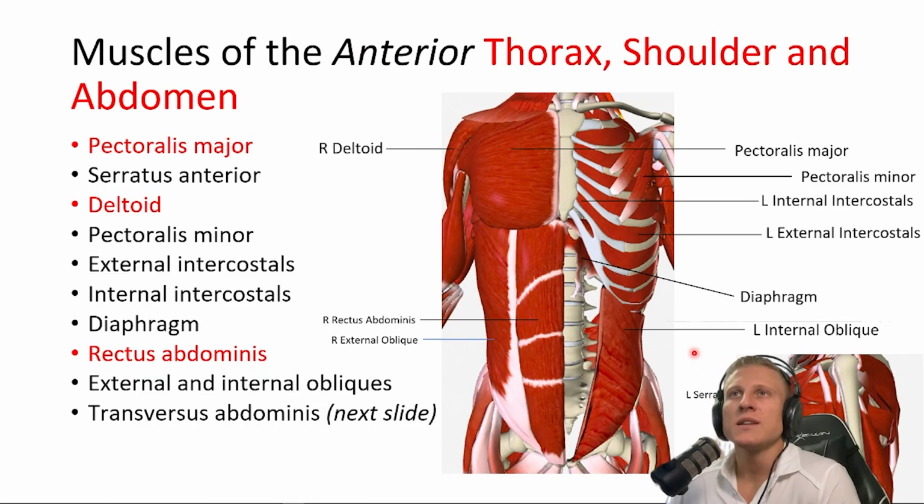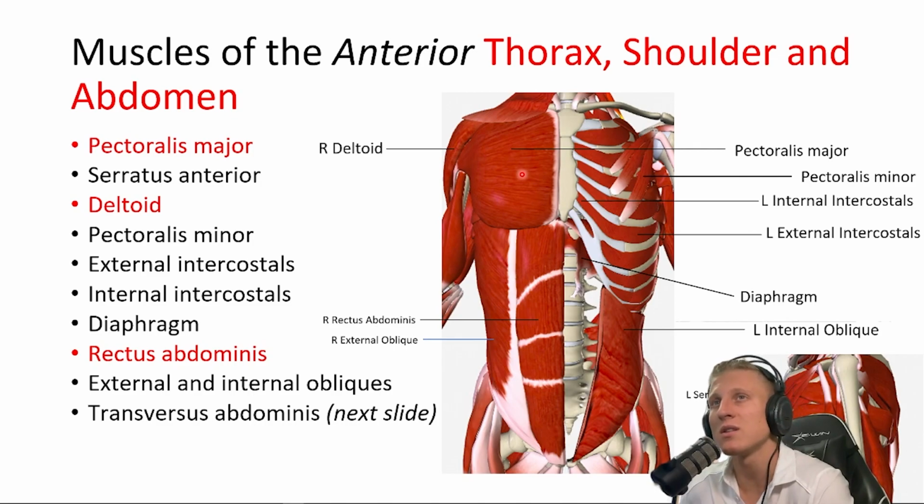All right, muscles of the anterior surface of the torso, thorax, shoulder, and abdomen. We have the pectoralis major. Pectoralis major is this big guy right here, juxtaposed to the pectoralis minor. So you won't be able to visualize this on our physical models because the superficial pectoralis major doesn't pop off.